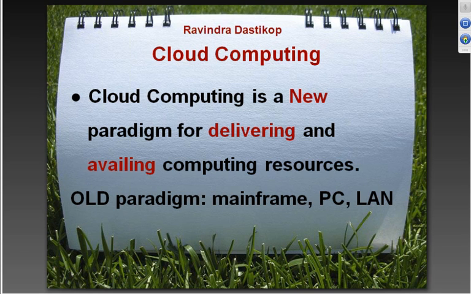We had some earlier older models like mainframe computers and personal computers. They were all limited because they were in isolated mode. So what you should remember is that it's a mechanism for delivering and availing. Delivering is for the people who provide cloud computing services like Google and others. The availing is for people like us who want to use it on a day-to-day basis.